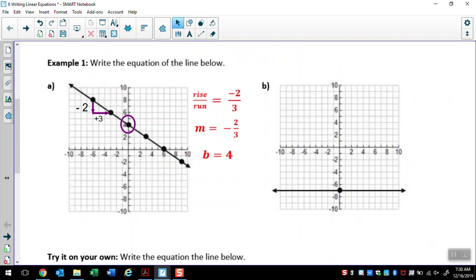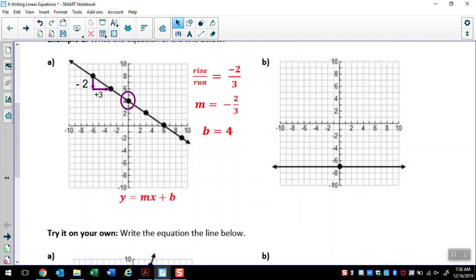All right, well now we can go ahead and write our equation. We can write it in that form, y equals mx plus b. So we're going to fill in the m with the -2/3. We're going to fill in the b with the 4. And there's our equation. All right, now let's try this one over here.